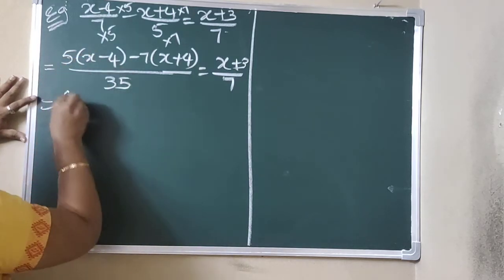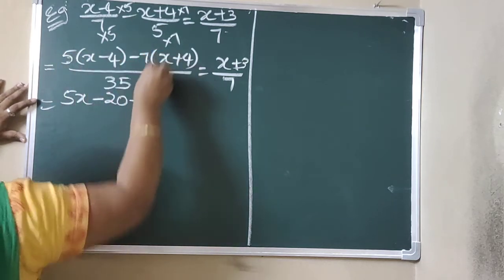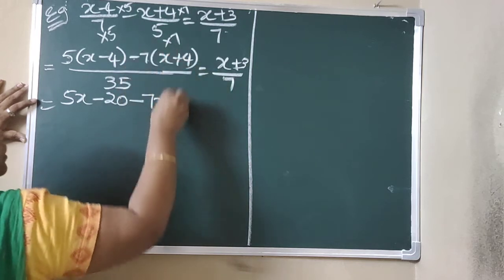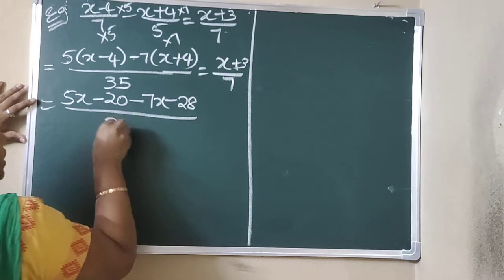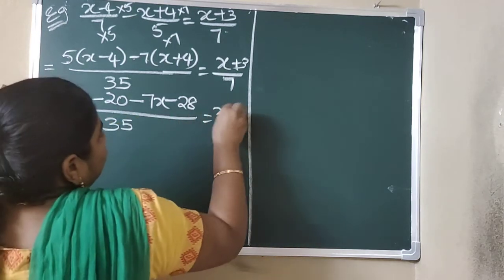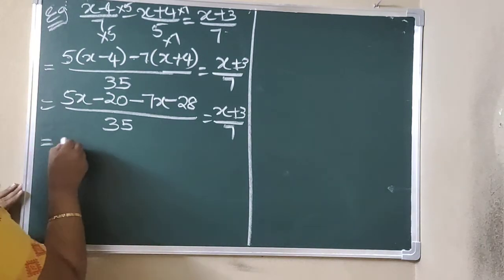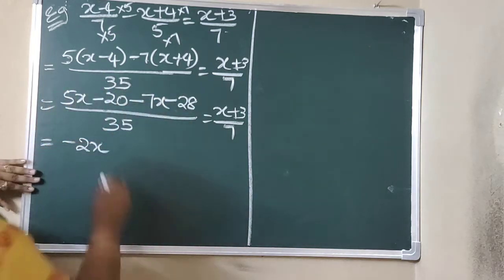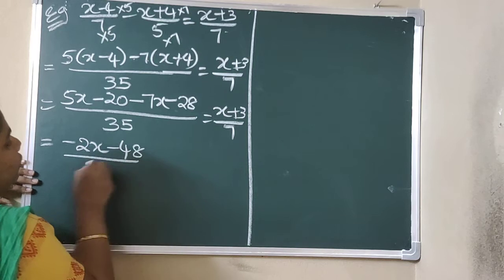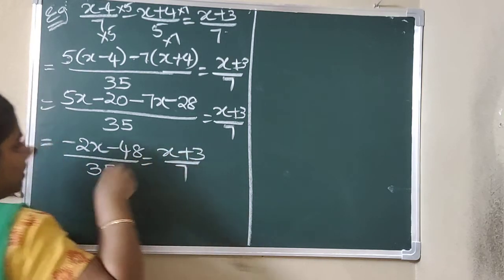So 5 into x is 5x minus 5 4s is 20 minus 7 into x is 7x, minus into plus will be minus 7 4s is 28, by 35 is equals to (x plus 3)/7. Okay, so now 5x minus 7x will be minus 2x. Here minus 20 minus 28 will be minus 48. Minus 2x minus 48 by 35 is equals to (x plus 3)/7.